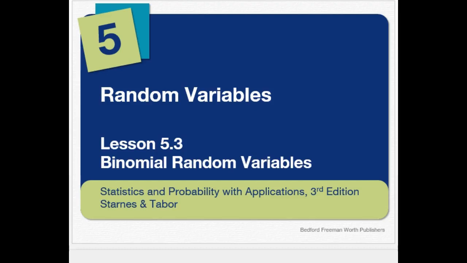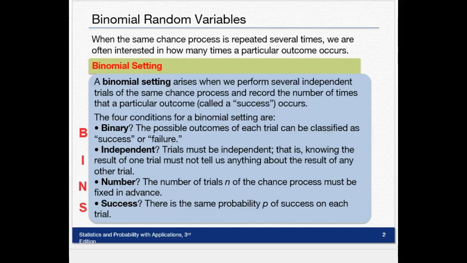All right, in 5.3, we're going to talk about binomial random variables. When the same chance process is repeated several times, we are often interested in how many times a particular outcome occurs. A binomial setting arises when we perform several independent trials of the same process and record the number of times that a particular outcome we call success occurs.